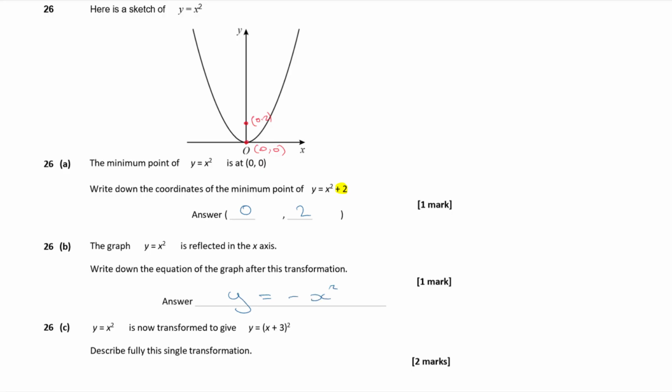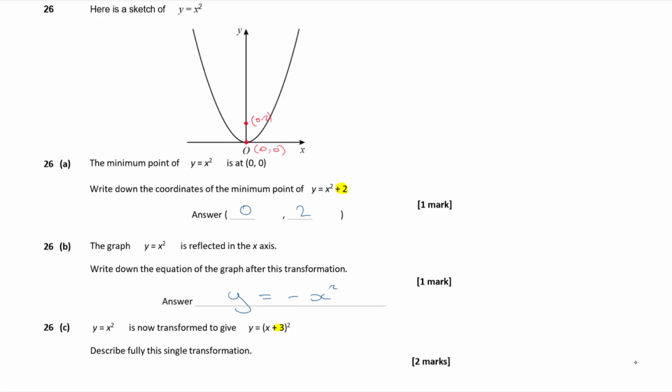And then finally, y equals x squared is now transformed to give y equals x plus 3 all squared. Describe fully this single transformation. Right, now this time we're adding within the brackets. So it's not a translation in the direction of y. This time it's a translation in the direction of x. And how far do we go? Well, when you add inside the brackets, it always goes the opposite direction, as you might think. So if it's positive 3 inside the bracket, then it's actually going to be a translation of 3 units to the left.